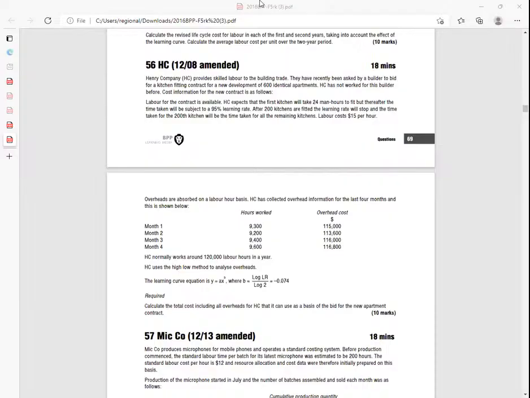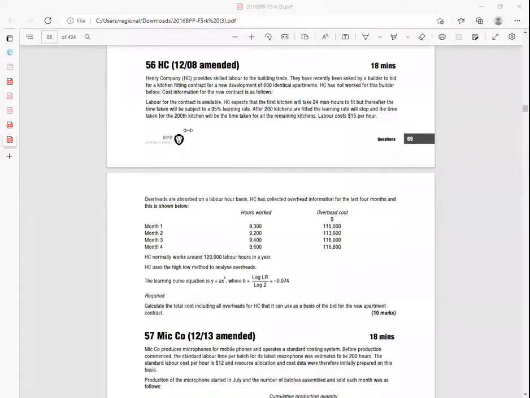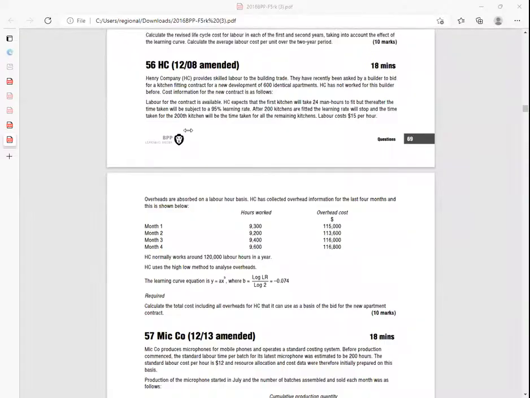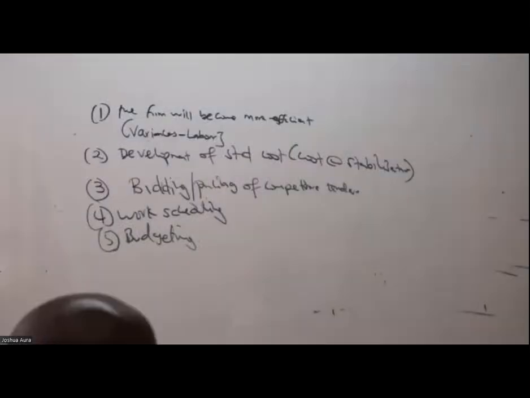So is there anybody who has been able to give us this labor cost? Anybody who has been able to get the labor cost? Perhaps we could do it together. So you see, let's do it together. You see what they've done?